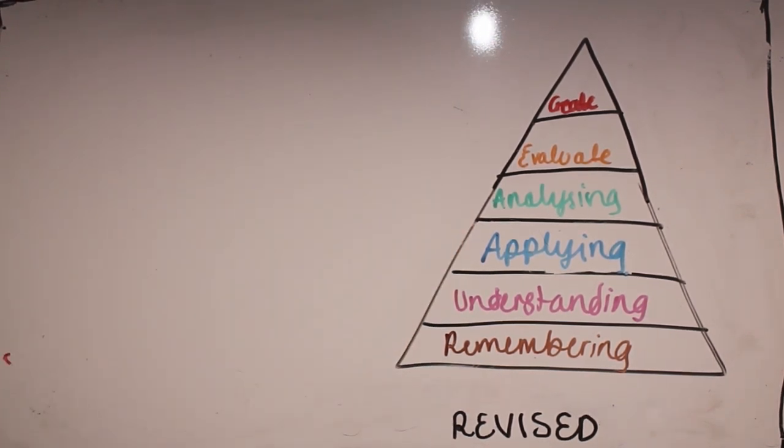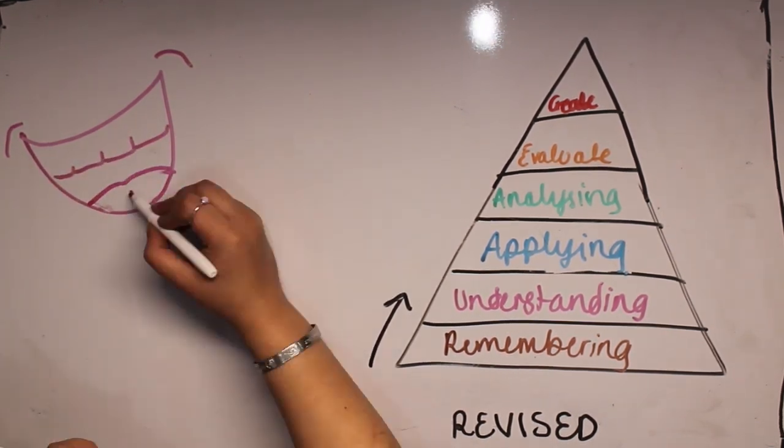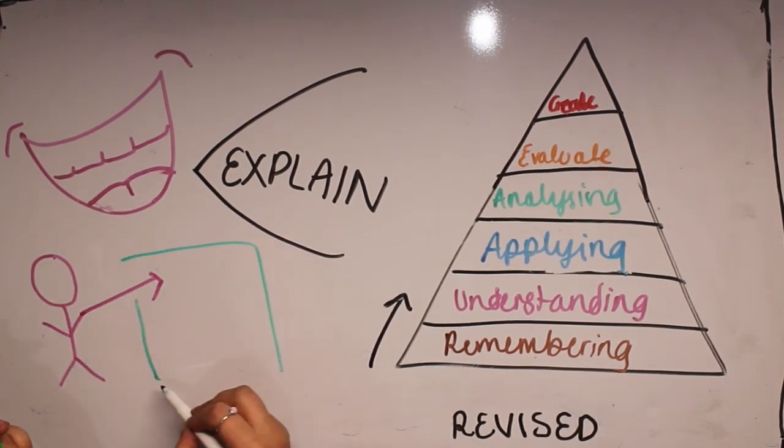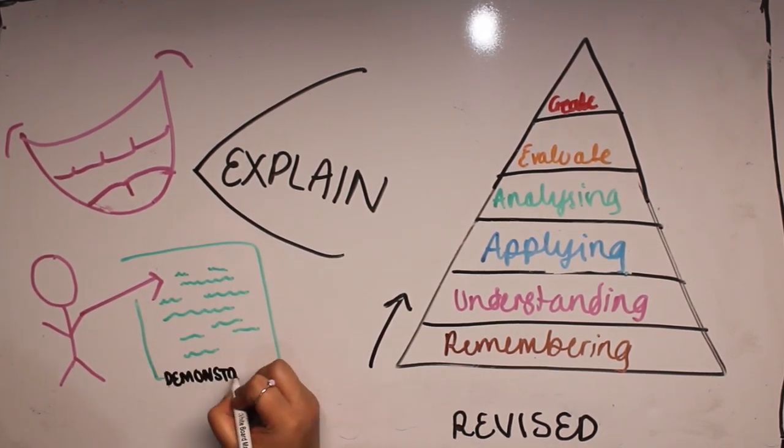After remembering information, the next level of thinking is understanding it. At this level of thinking, we begin the process of truly understanding the information. To assist the process of understanding something, we may be asked to explain the information in our own words, to demonstrate the process of something, or to show how a method works.